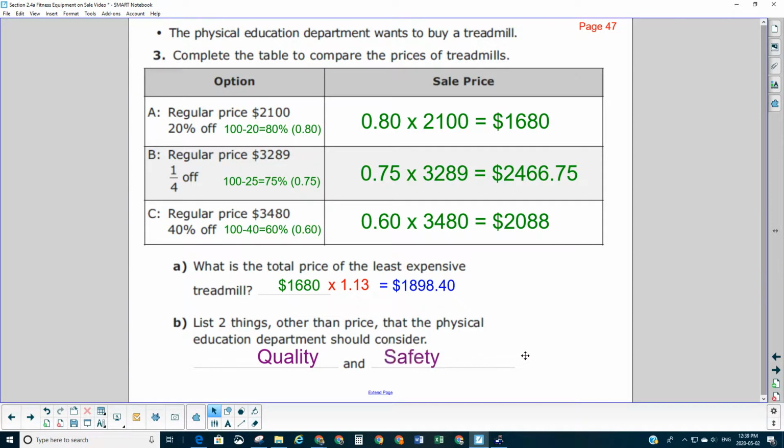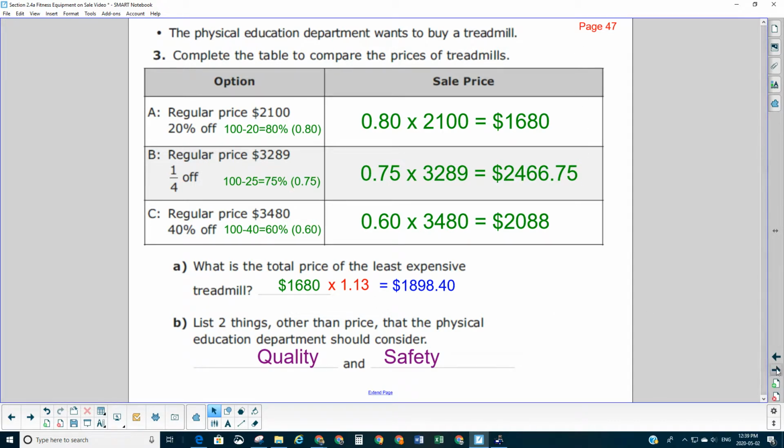And you might also need to consider the safety. So maybe this is a cheaper one and not quite as safe. So even though it's the cheapest, maybe something like option C would be best for the weight room at the school, because they are getting a pretty good deal on this and it's a high quality machine. Definitely better than option B. All right, so that's finishing off page 47.